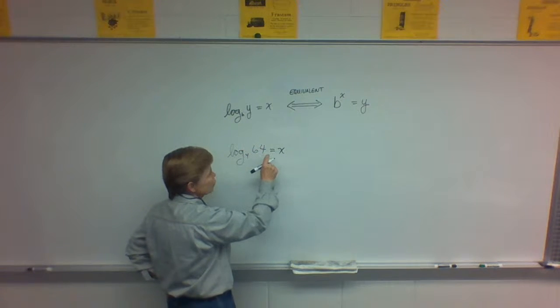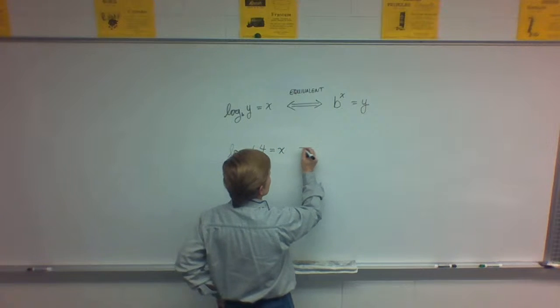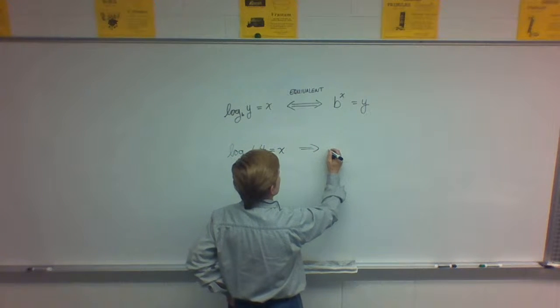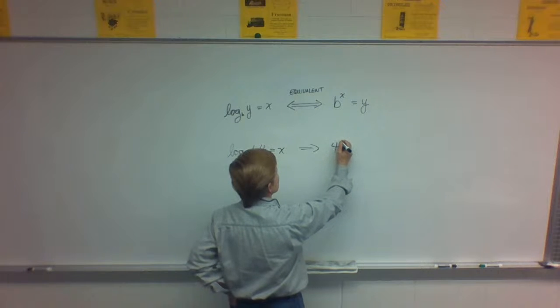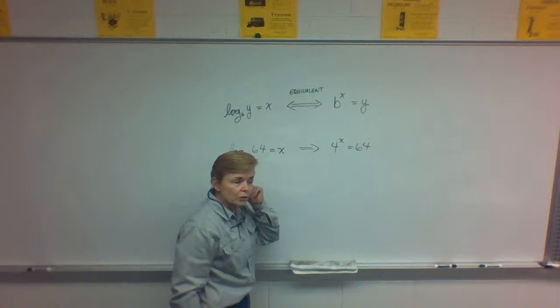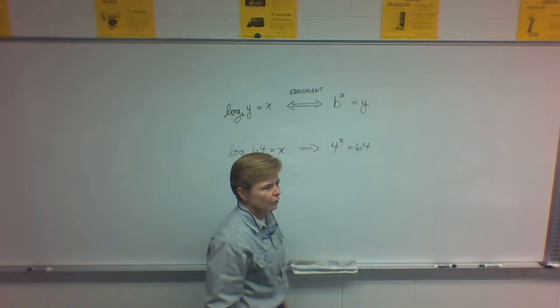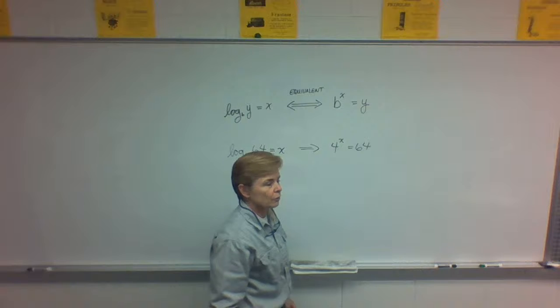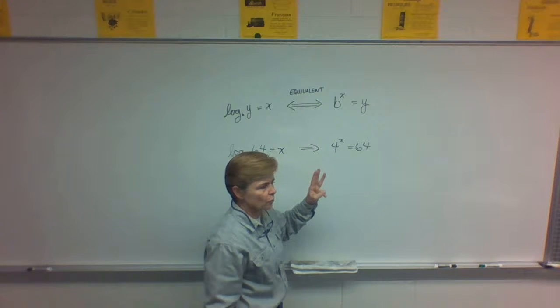After you write the equals x, what is this written as an exponent? 4 to the x equals 64. And now you can start thinking of what you know about exponents. What do you have to raise 4 to get 64? 3. 4 times 4 is 16. 16 times 4 is 64.